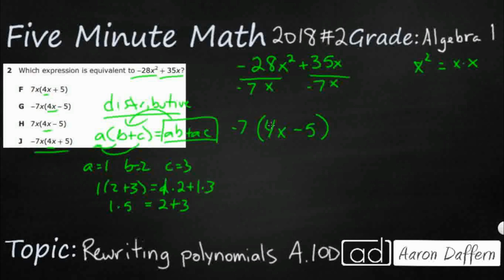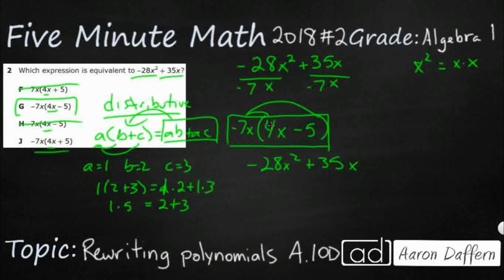That's negative 7x. If we want to test it out, we can multiply that back by both terms to make sure we get back to the same thing. That gives me a negative 28x squared, and those two negatives make a positive, so that's 35x. That gets me right back to where I wanted to be. So here is my answer. I'm not looking at F and H, and the difference between G and J is that plus or that minus, but we do want that minus. So my answer here is G.